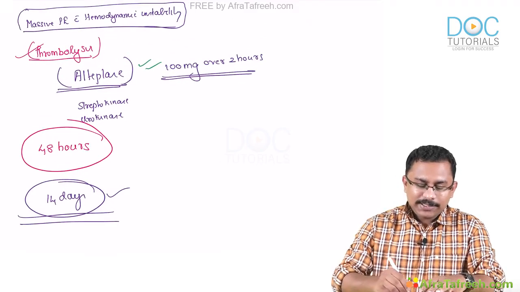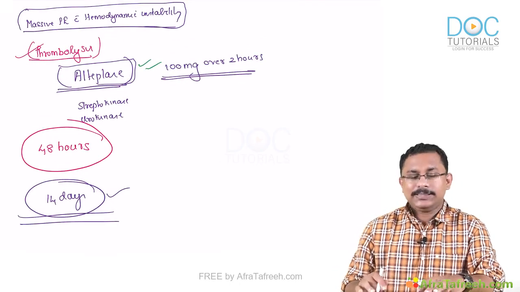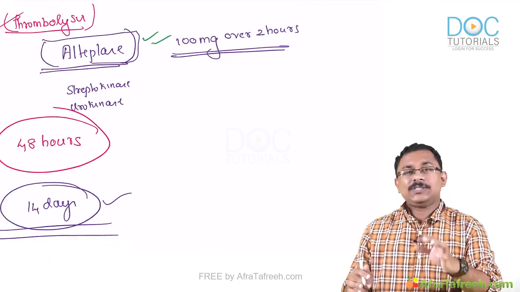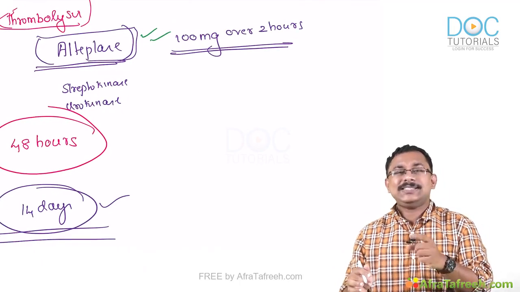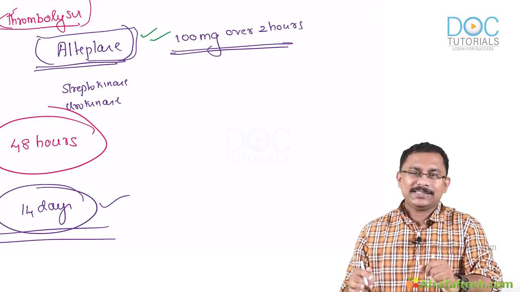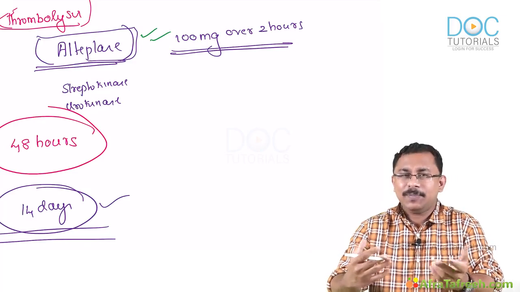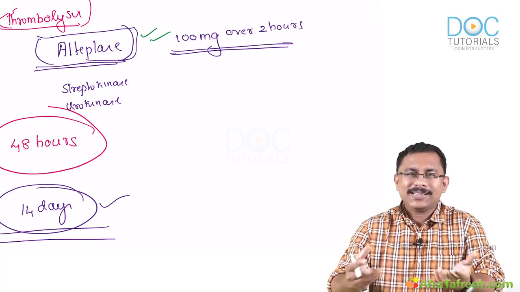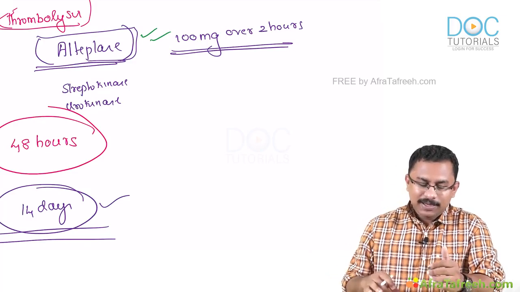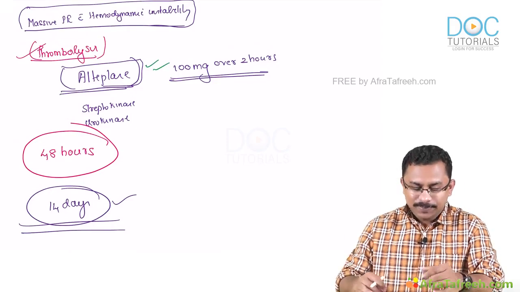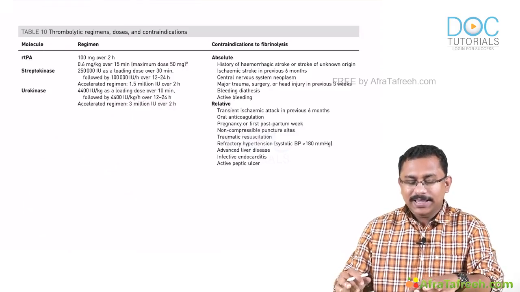Now remember, the agent of choice is going to be your alteplase, but also remember one thing: when you give alteplase to this patient, make sure that the patient is a candidate for thrombolysis, because sometimes a patient might be having an active peptic ulcer, he might be having some coagulopathy. So when you plan to thrombolize patients with massive pulmonary embolism, always look for the contraindications.